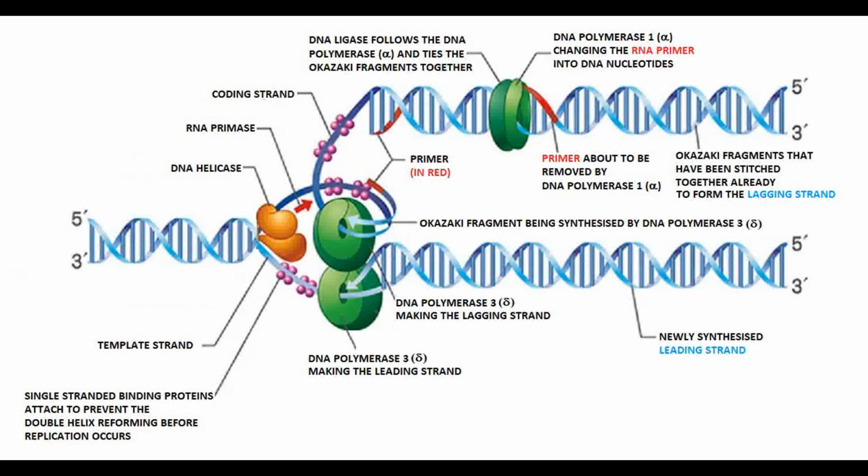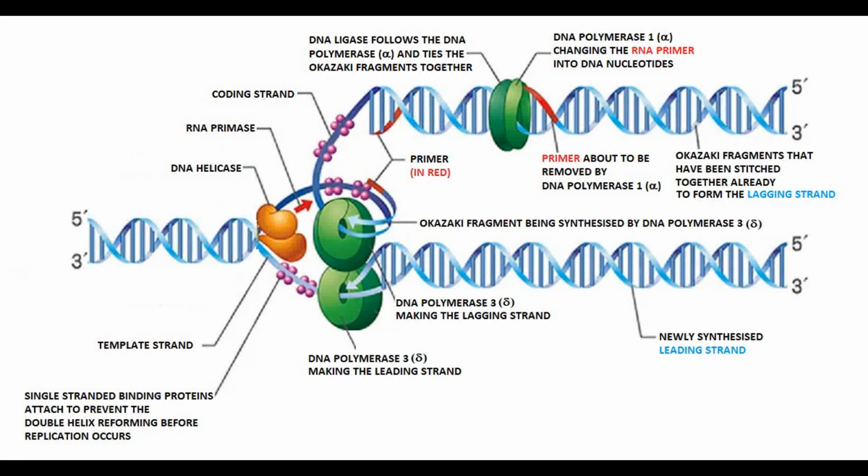DNA helicase separates the two strands by breaking the hydrogen bonds between the complementary base pairs. The place where the DNA strands are being separated is called the replication fork. The two strands are prevented from reforming the double helix by single-stranded binding proteins.